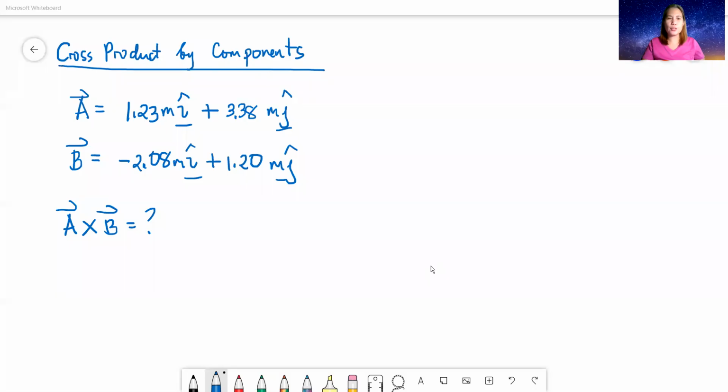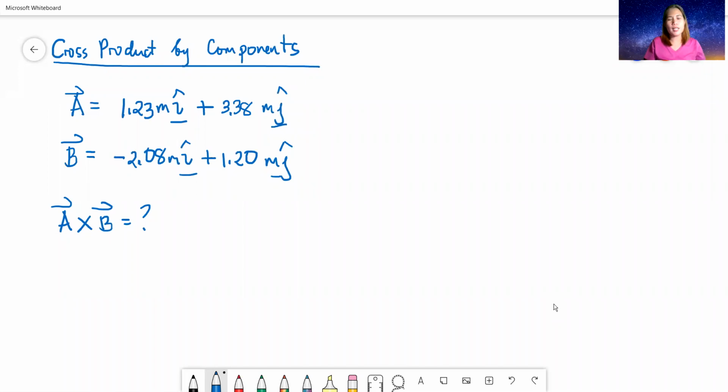In this lecture video, I'll discuss another way of doing cross product between two vectors. I'll be using the same vectors that I used in my other cross product example video. So we have here the two vectors. We have a different video for using different methods, of course. In this particular one, we will use components.